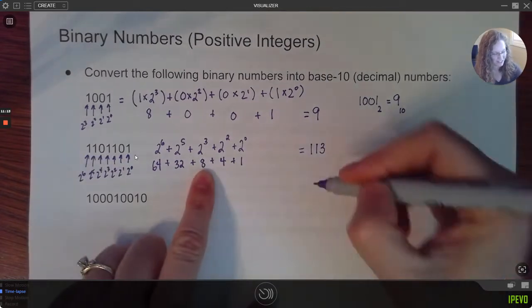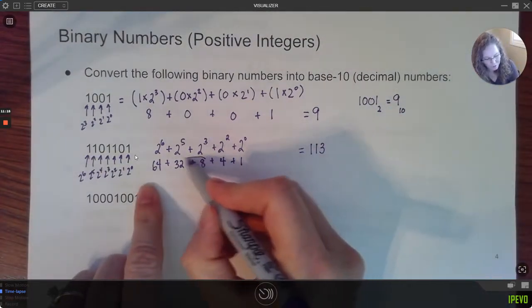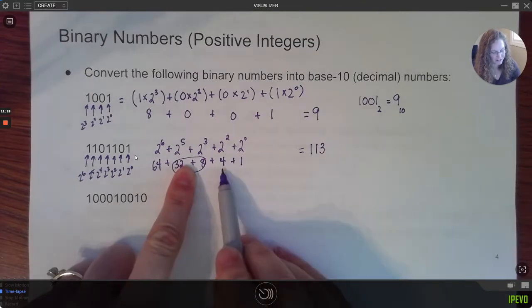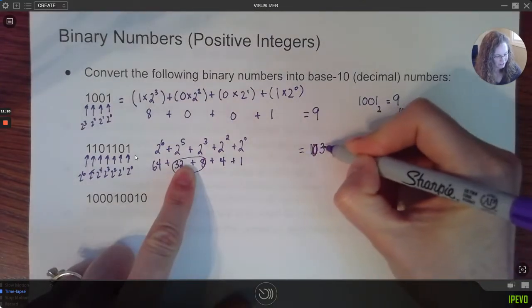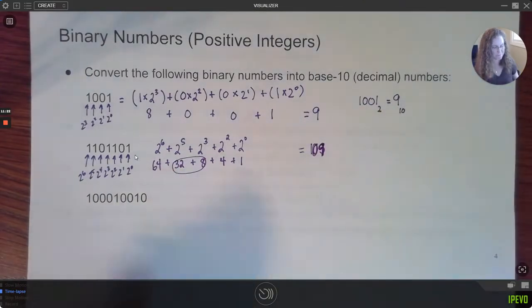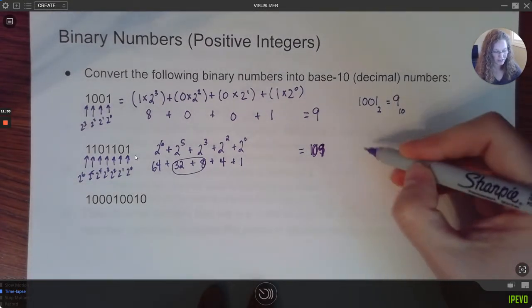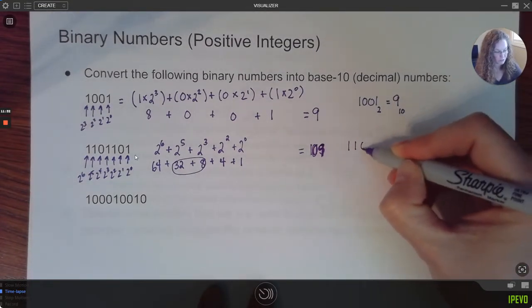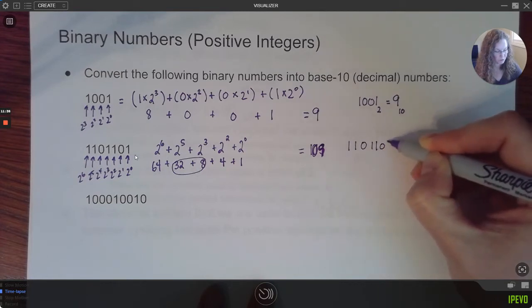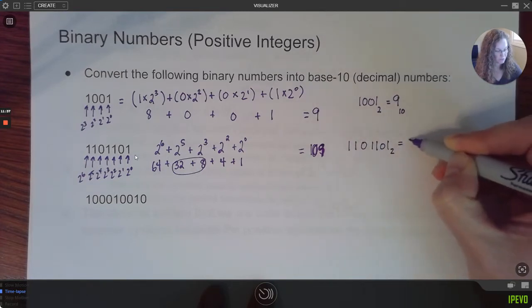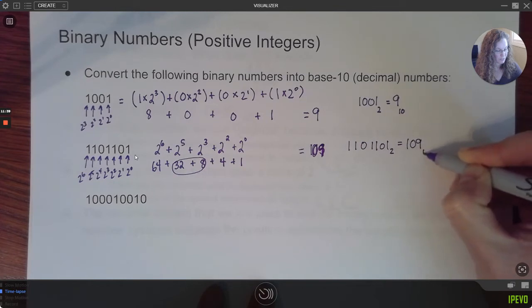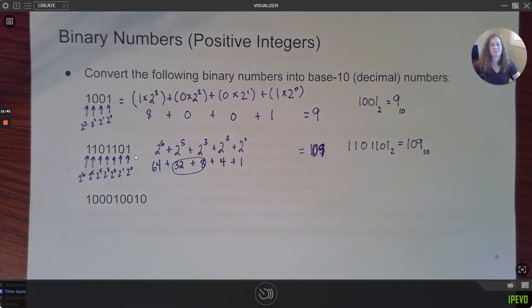Oops, I already added on the 8. That didn't seem right to me. So this was 40, that's 104, 108, 109. I thought there was something wrong about that. All right, so that's actually 109. Okay, and so the way we could write that is 1, 1, 0, 1, 1, 0, 1 in base 2, which is the same thing as 109 in base 10.